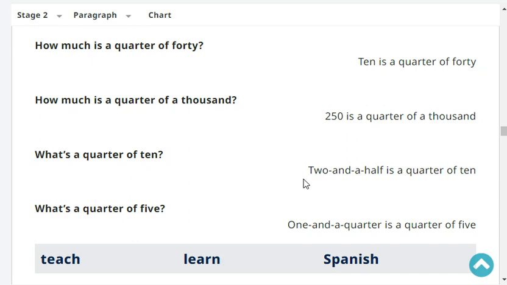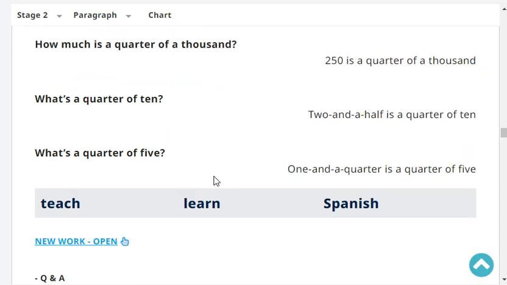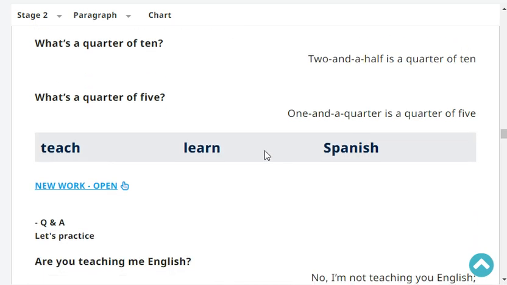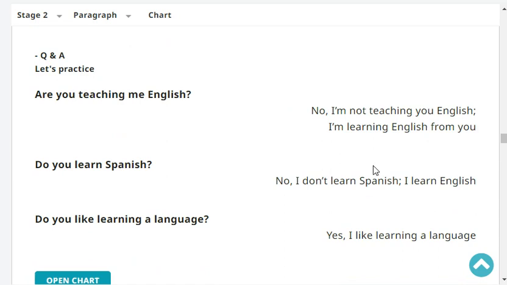Two hundred and fifty is a quarter of 1,000. Very good. What's a quarter of 10? Two and a half. What's a quarter of 5? One and a quarter. Very good. Are you teaching me English?